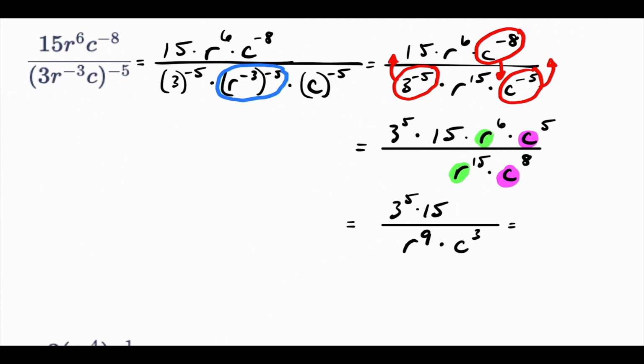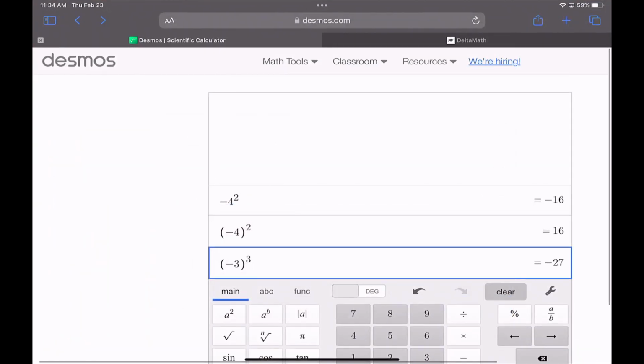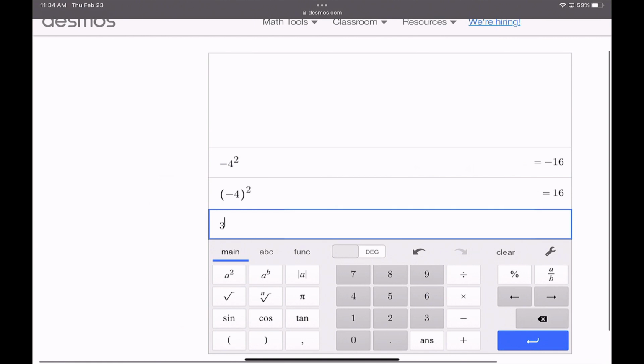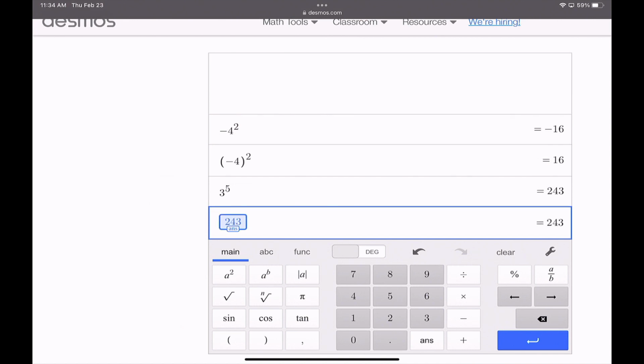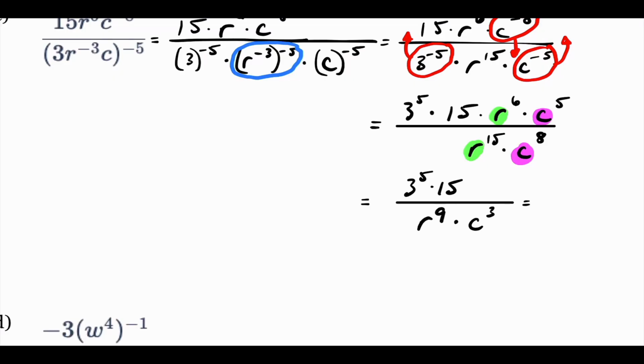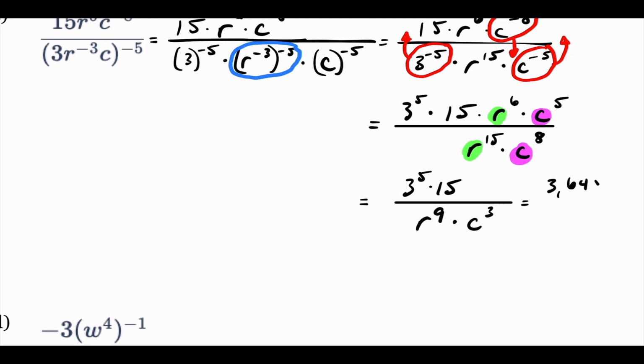Okay, the only last step you need to do is multiply. What is 3 to the 5th and multiply it times 15? Because those are numbers, we can multiply those. So 3 to the 5th is 243, times 15 is 3,645. That's what's going to be on top. 3,645, R to the ninth, C to the third.